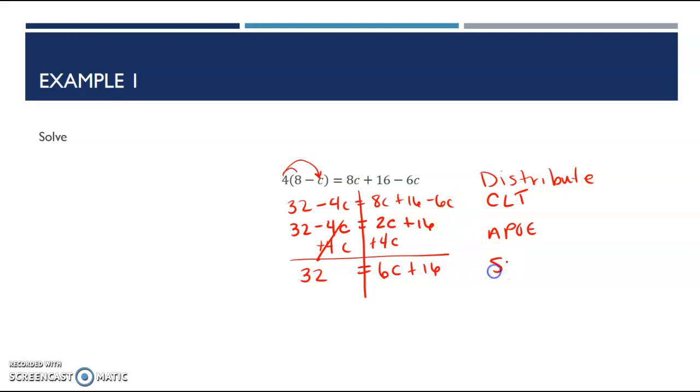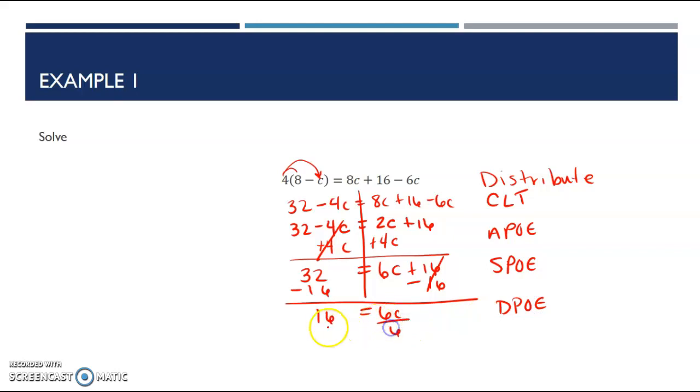From here, I am going to do a subtraction property of equality. I'm going to subtract 16 from both sides. So then I'm going to get that 16 equals 6c. I'm going to do a division property of equality. I'm going to divide both sides by 6. And so 6 does not divide into 16 equally, so I'm just going to simplify. I know that both are divisible by 2, so 16 divided by 2 is 8, and 6 divided by 2 is 3.